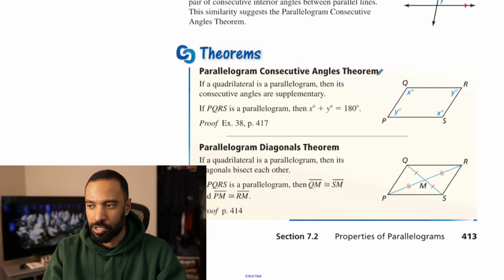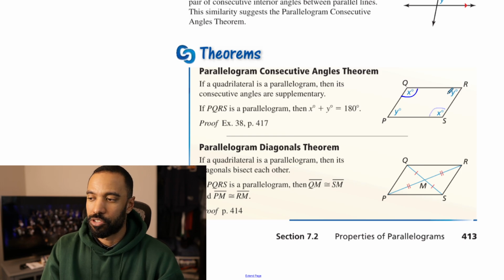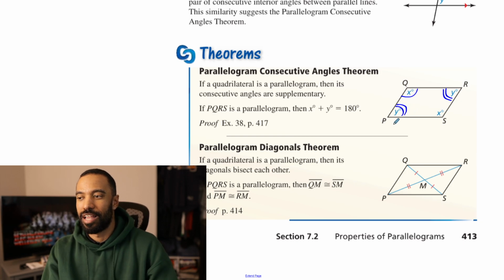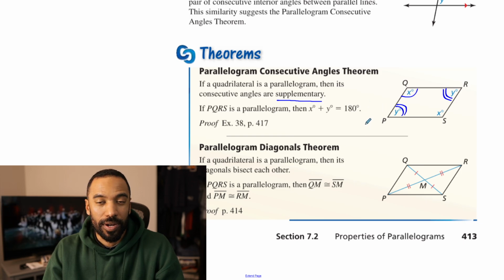There's the consecutive angles theorem, and so you're looking at this like if this is X, we know this has to be X as well. But then there's this Y that's consecutive with it right here and right here. They're certainly not congruent. No. In fact, they are supplementary. Their measures add to 180.